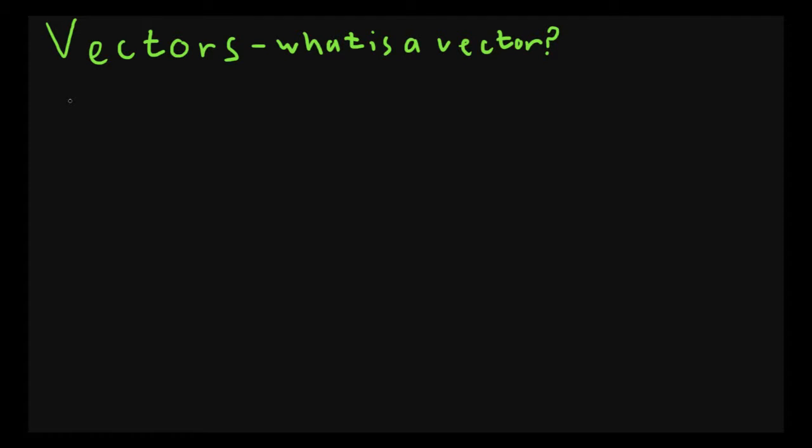Hi, so this is going to be the first video in my series on vectors. It's going to be a nice short one. What is a vector? Right, so a vector can be any line between 2 points with a direction.